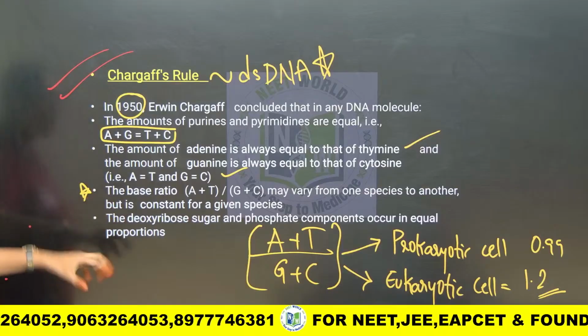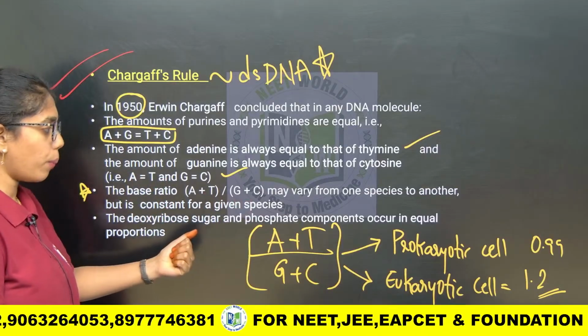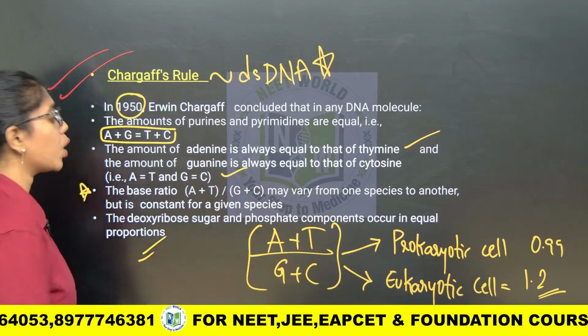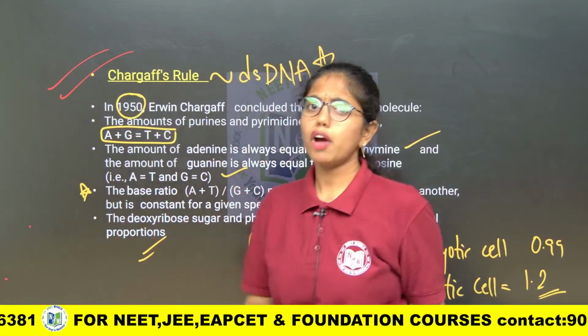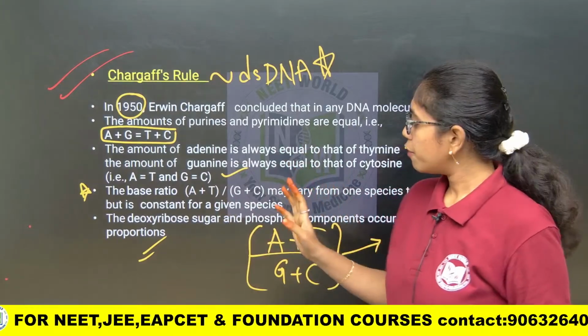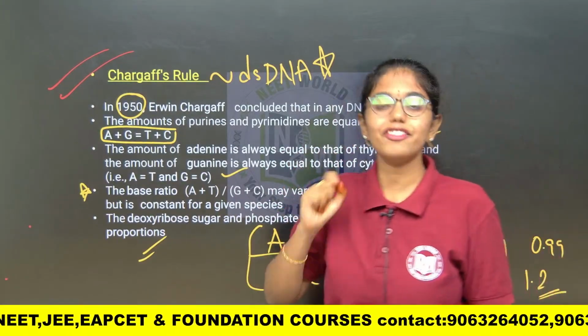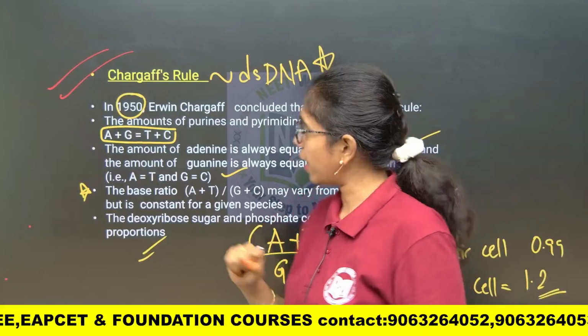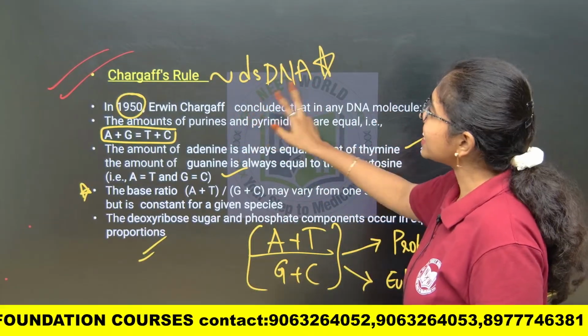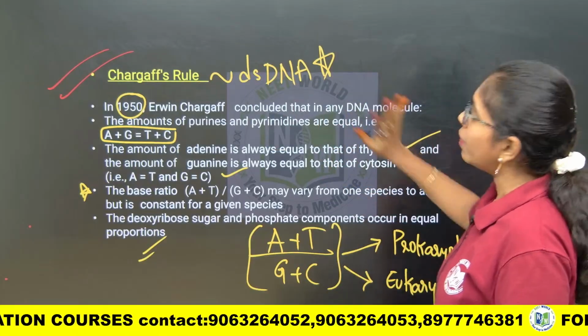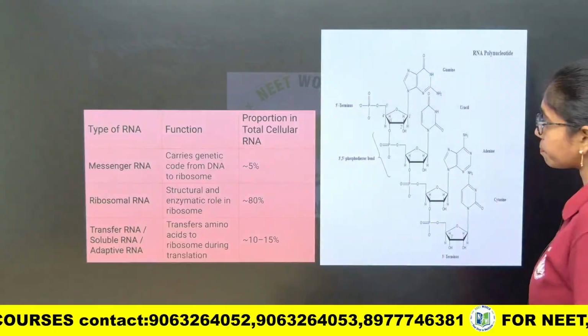And next, the deoxyribose sugar and phosphate components occur nearly in equal proportions, because sugar-phosphate backbones will be there, and the number of sugars will be equal to the number of phosphates, because in each and every nucleotide a sugar and phosphate will be there. So these are Chargaff's rules and propositions. This is applicable for double-stranded DNA.